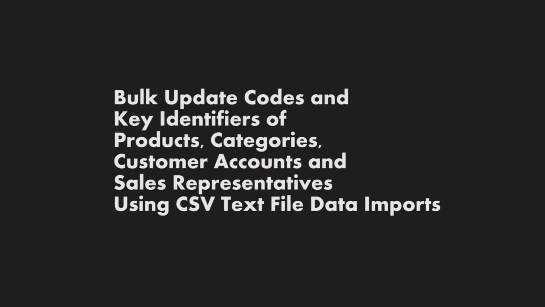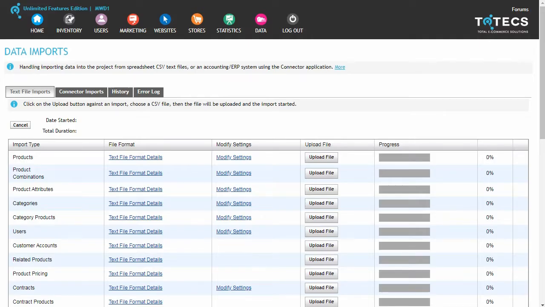Within the TOTECS 16.1 platform release, we have extended the products, customer accounts, categories, and sales representatives text-based CSV spreadsheet file data imports within the administration center to be able to update and switch the codes of existing product, customer account, category, and sales representative records all stored within one TOTECS project.